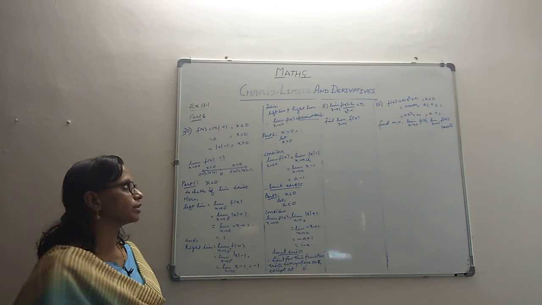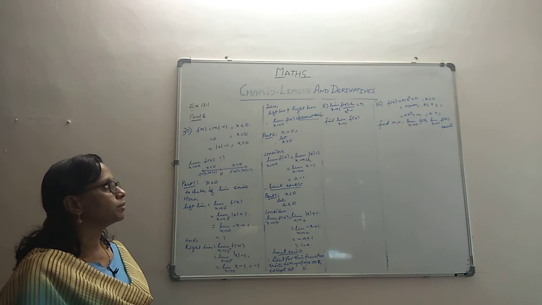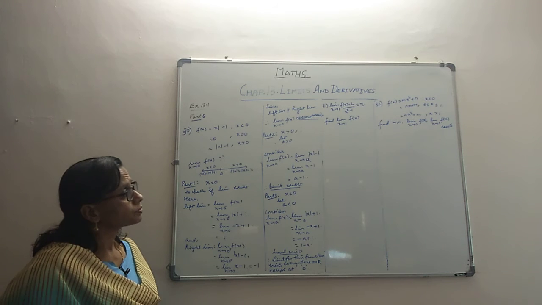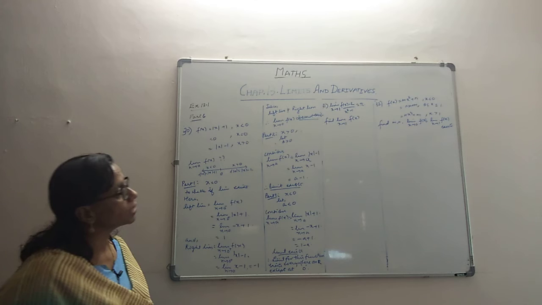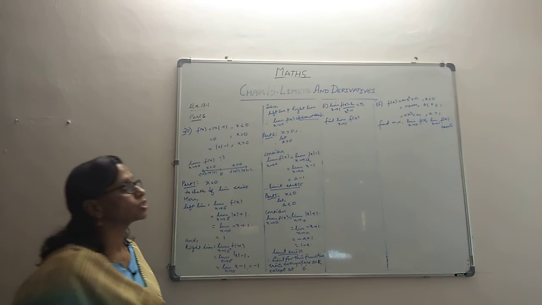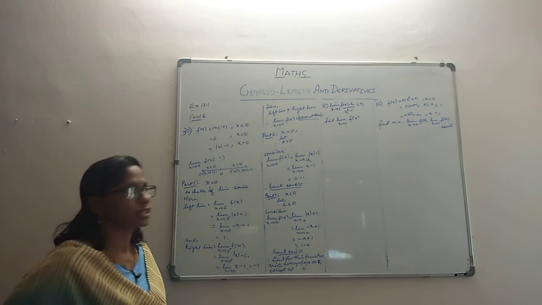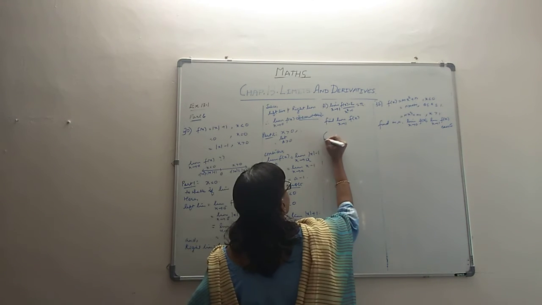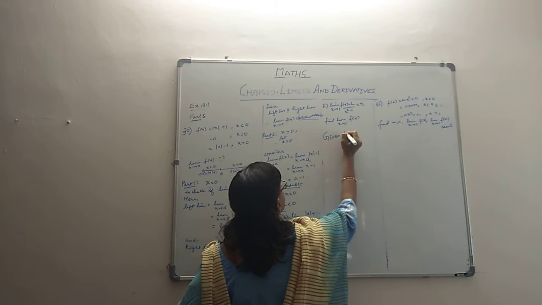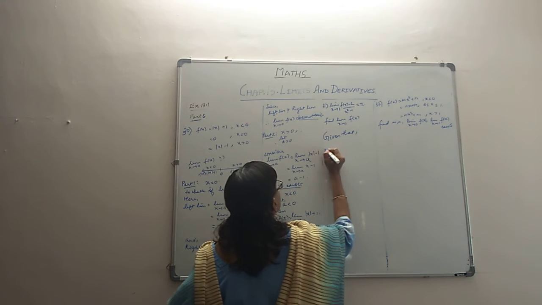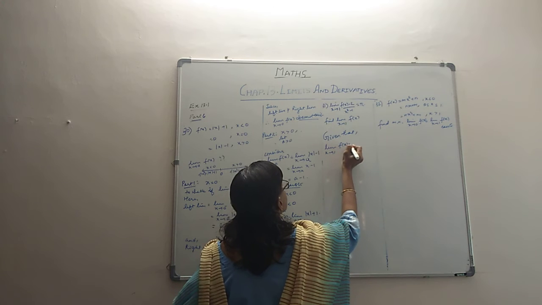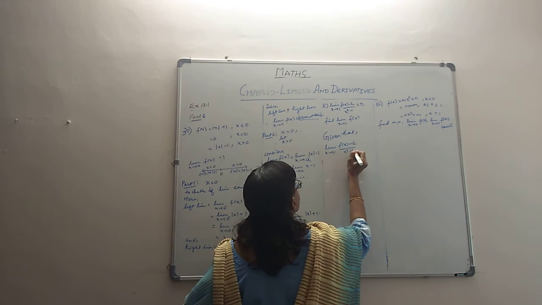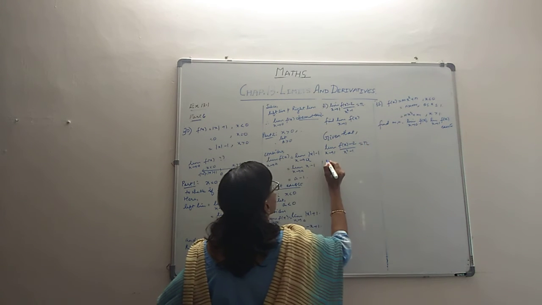Okay, so that's what we conclude. Then we move to the 31st problem. They say that limit as x tends to 1 of (f(x) minus 2) by (x squared minus 1) is pi. We have to find what is limit as x tends to 1 of f(x). Let's start right away. Given that limit as x tends to 1 of (f(x) minus 2) by (x squared minus 1) is pi.